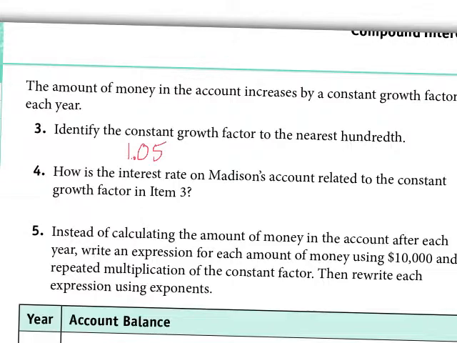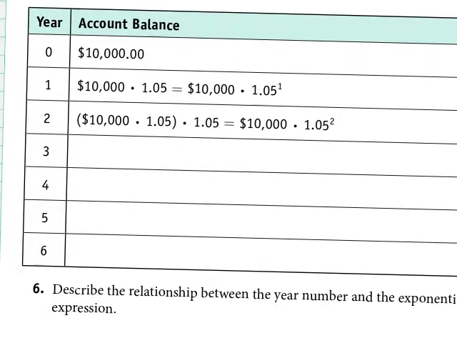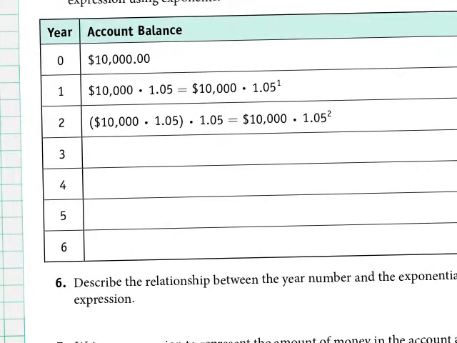Okay? All right, so let's look at this box. It's kind of confusing, so I want to talk you through it here. So after 0 years, I have $10,000. What do I do to get my new balance after year 1?